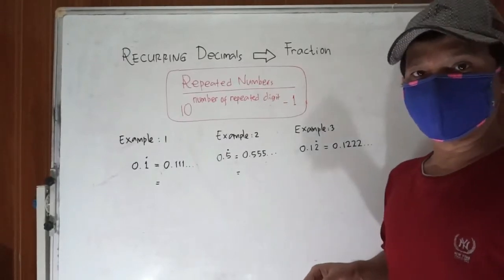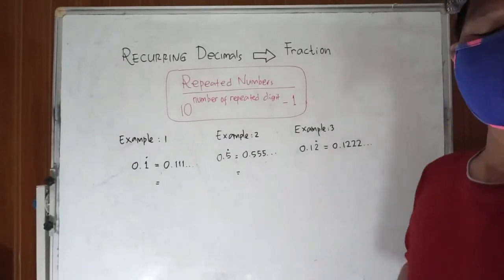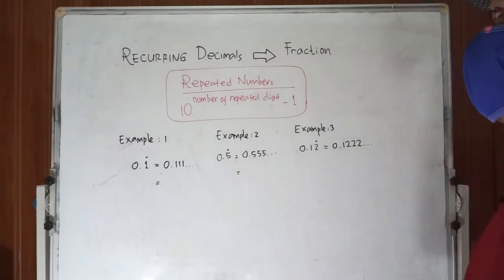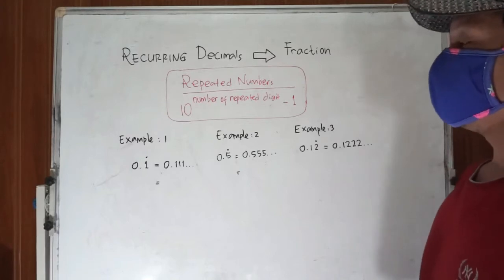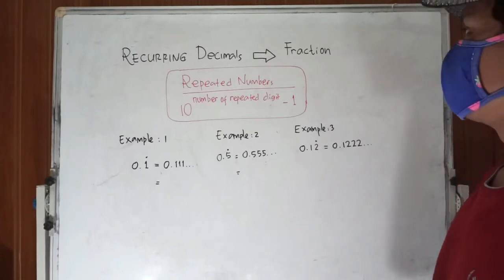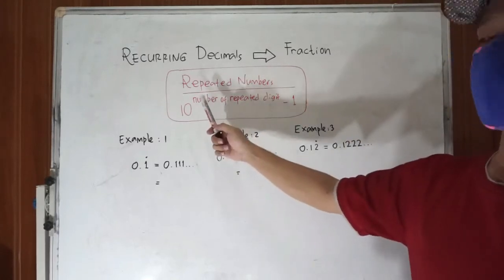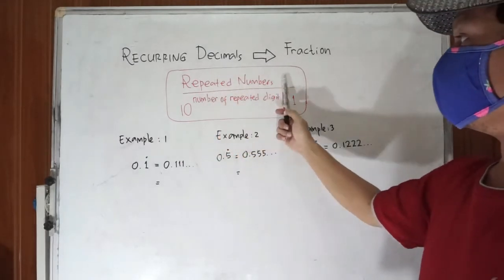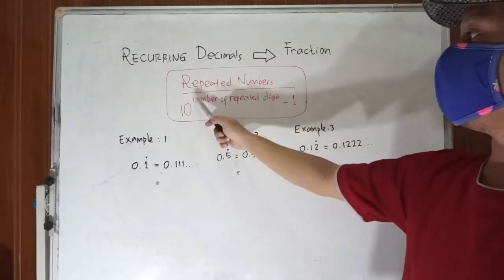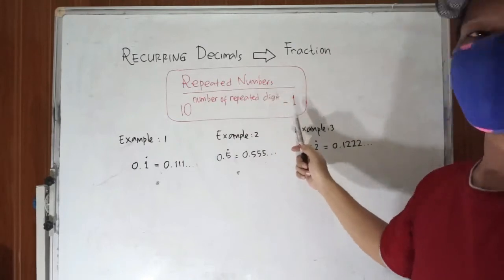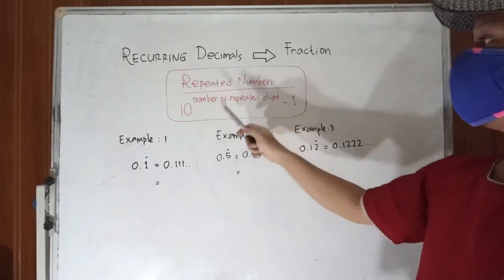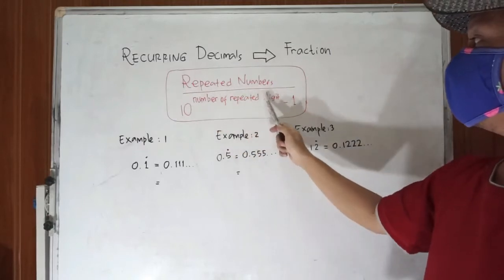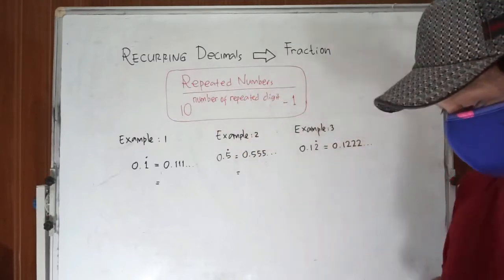Okay, students, now we are going to discuss a new topic. It is about changing recurring decimals to fractions. How to change recurring decimals to fraction? Follow this formula: repeated numbers over 10 power number of repeated digits minus 1. Once again, repeated numbers over 10 power number of repeated digits minus 1.